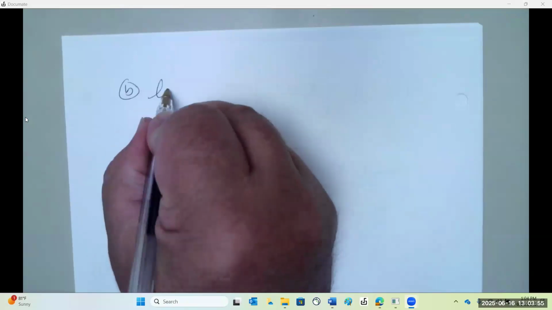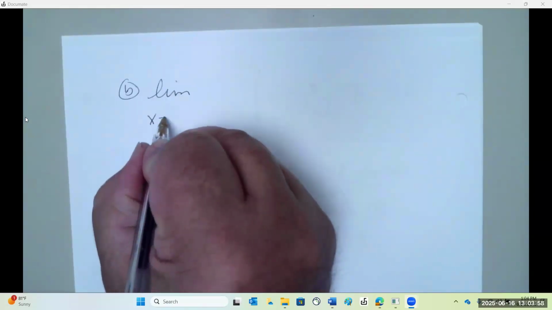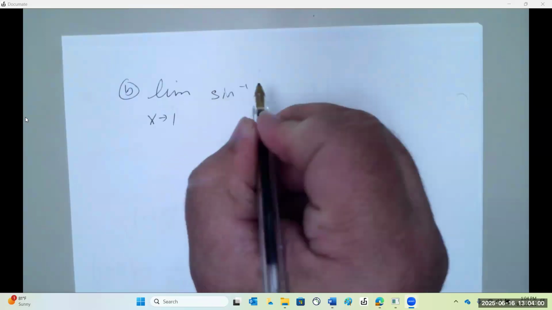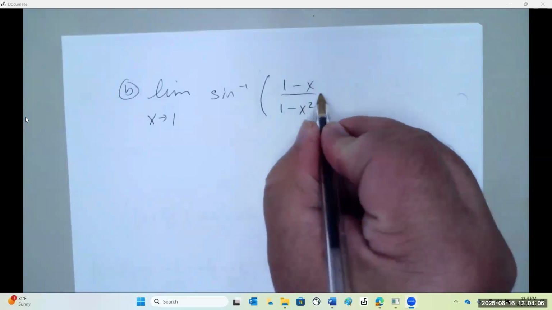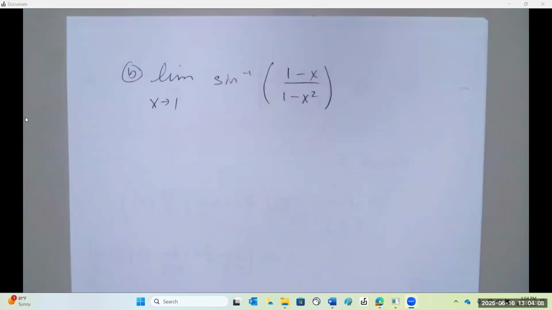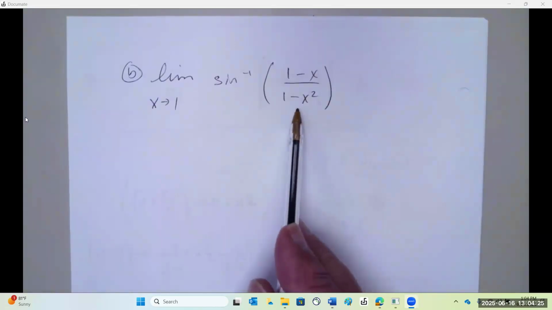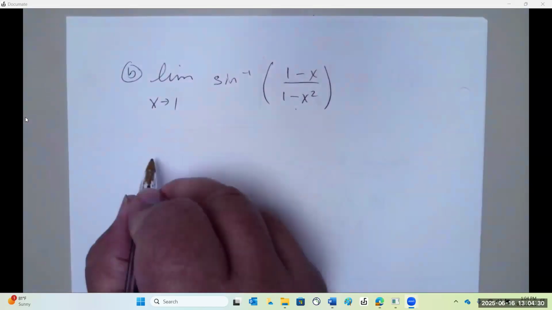This is inverse. See if you remember what your inverse function is. The limit as x approaches 1 of sine inverse of (1 minus x) over (1 minus x squared). Remember, always do the algebra before you do anything calculus-y. What can we do inside the parentheses? You can factor it out, right?